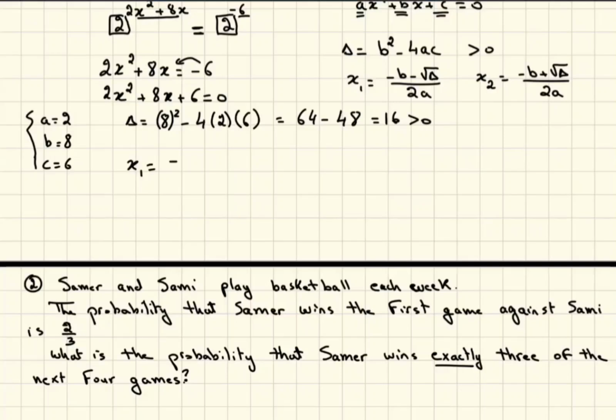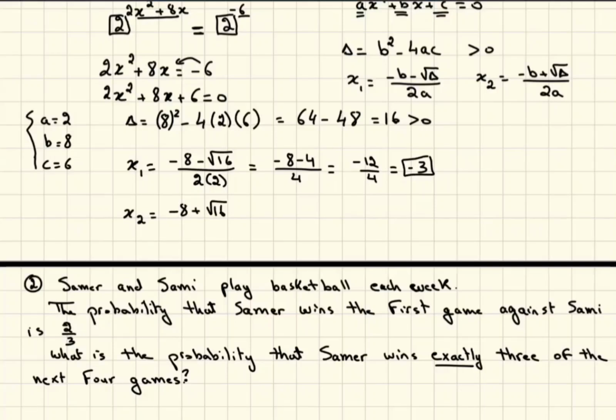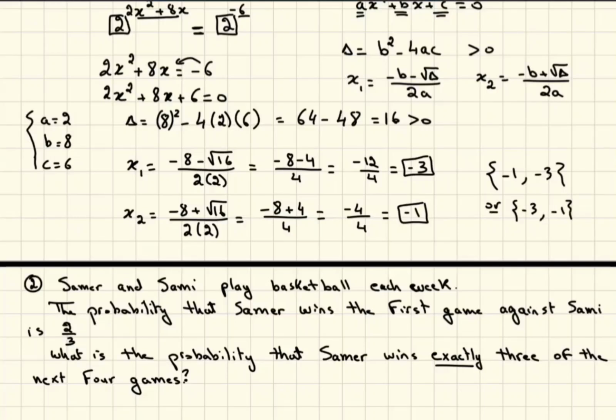The first one is minus b, so minus 8 minus radical 16 over 2 times 2, because a is 2, and we get minus 8 minus 4 over 4, which is negative 12 over 4, and the first answer is negative 3. The other one, same thing, but we write plus in the middle. We get minus 8 plus 4 over 4, which is minus 4 over 4, and the answer will be negative 1. So the solution set will look like this: minus 1, minus 3, or we can write it as minus 3, minus 1. It's fine.